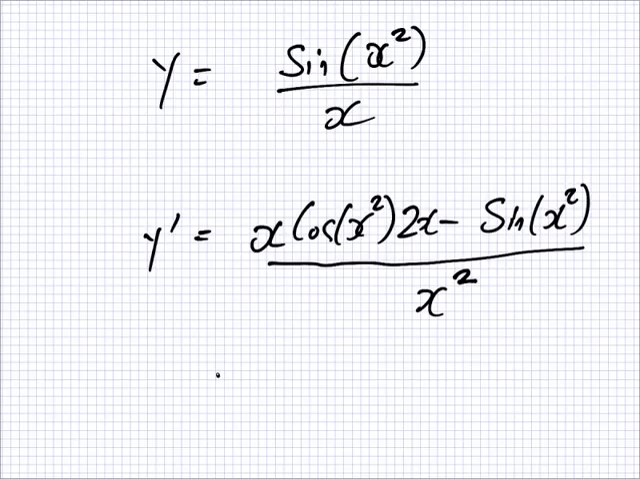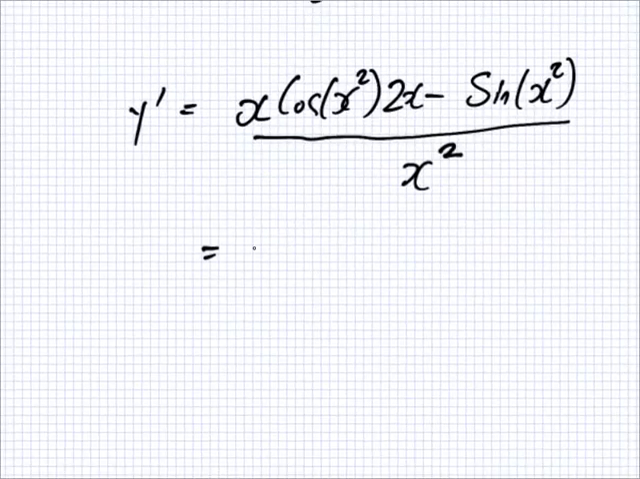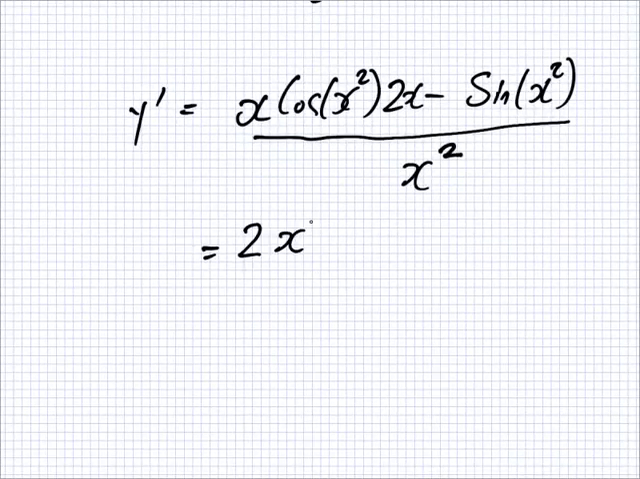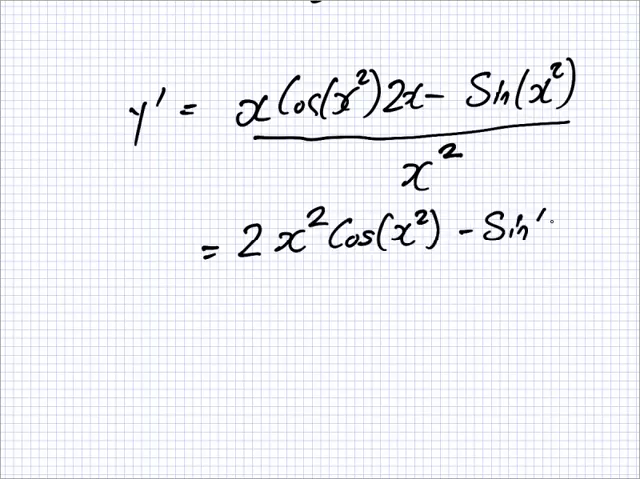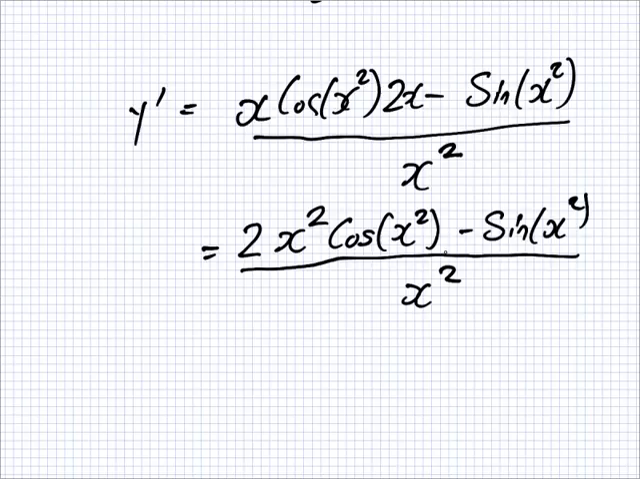So we don't have to, but I should clean this a little bit. It'll be 2x squared cos x squared minus sine x squared all over x squared. Yeah. Okay.